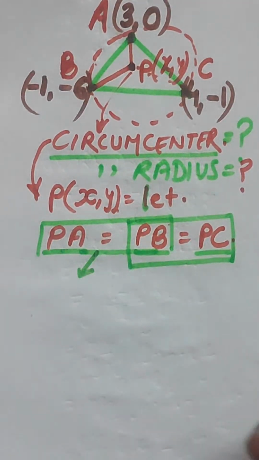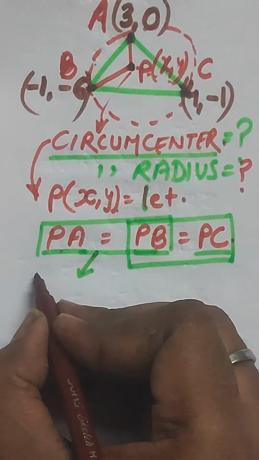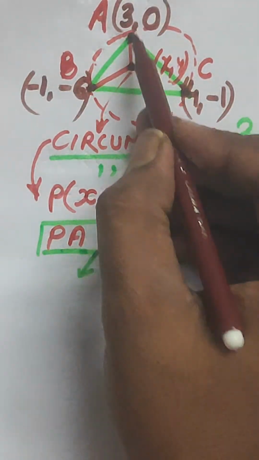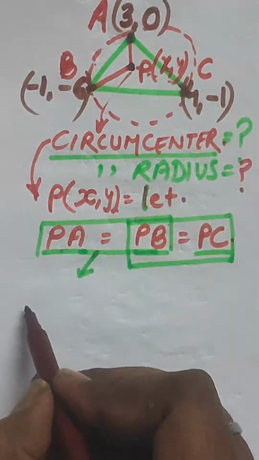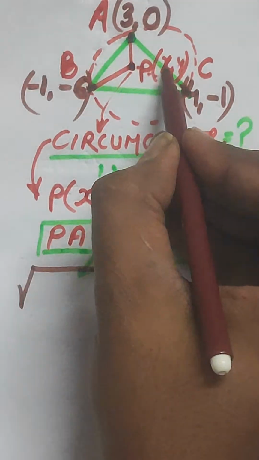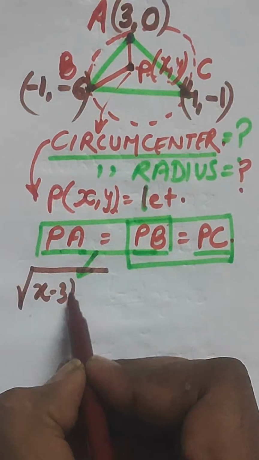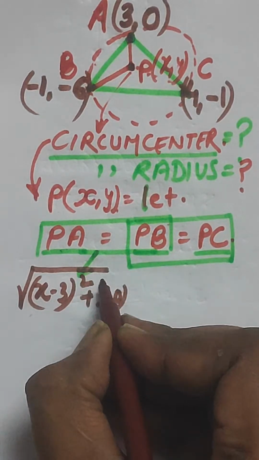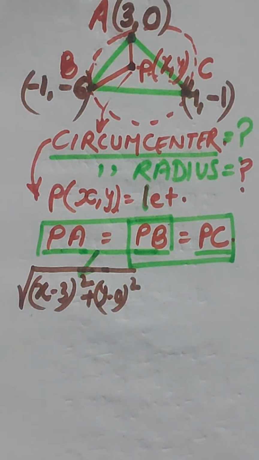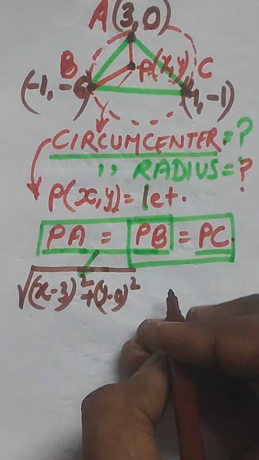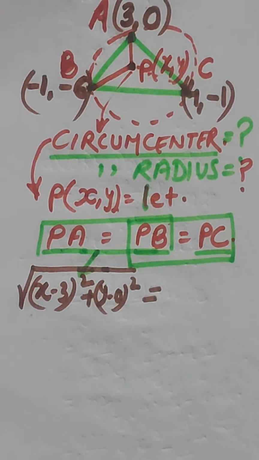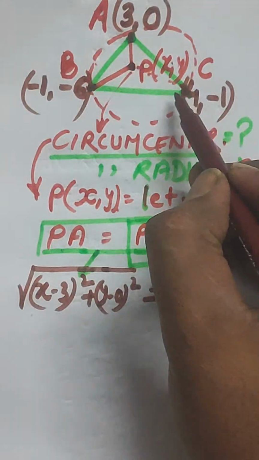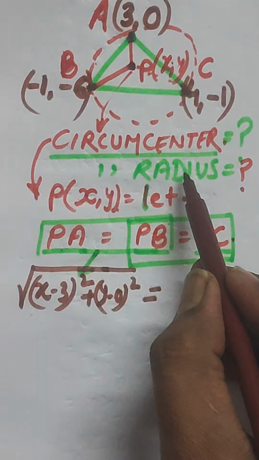When PA is equal to PB, we will use the distance formula, and PA can be calculated. The length of PA is nothing but the square root of (x minus 3) whole squared plus (y minus 0) whole squared. I am applying the root over this. This gives the length of PA, and that is equal to PB. You can see PA equal to PB equal to PC. These are all the circumradius. We are going to calculate the circumradius also going forward.